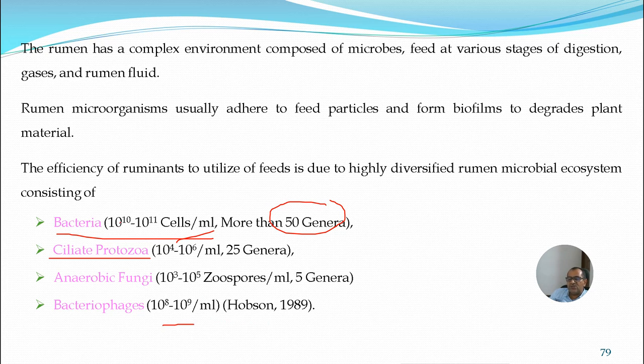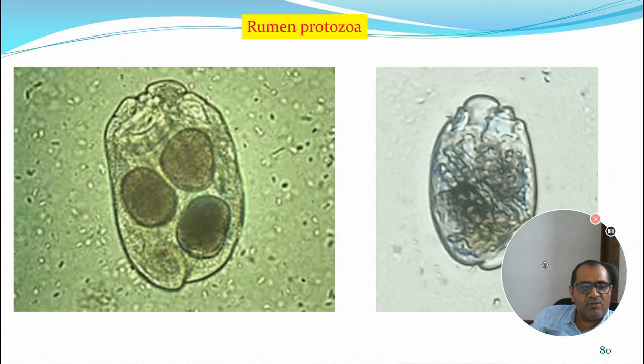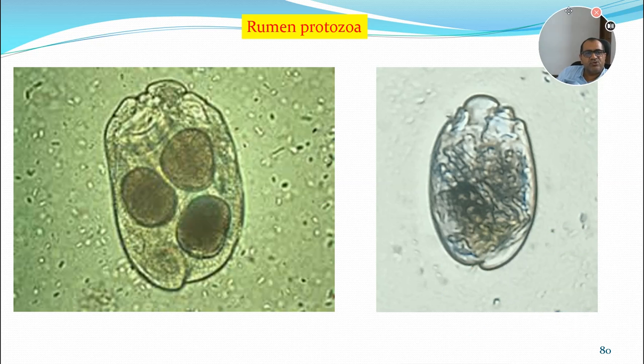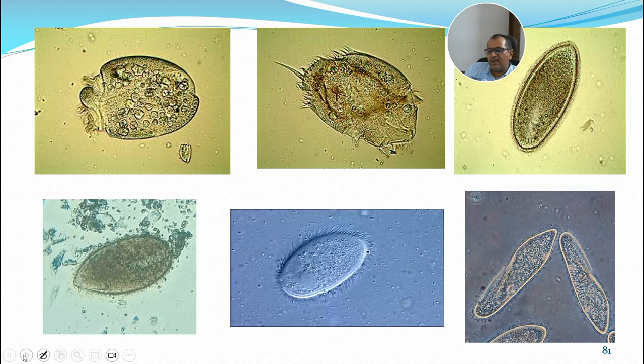So the highest number is the bacteria, and there is a very huge population of bacteria in the ruminant digestive system. Here you can see a photo of certain bacteria and rumen protozoa. If you take rumen liquor and examine it under the microscope, you can see the movement of rumen protozoa. Varieties of rumen protozoa are present in the rumen liquor, floating, flagellated, ciliated, and many more.